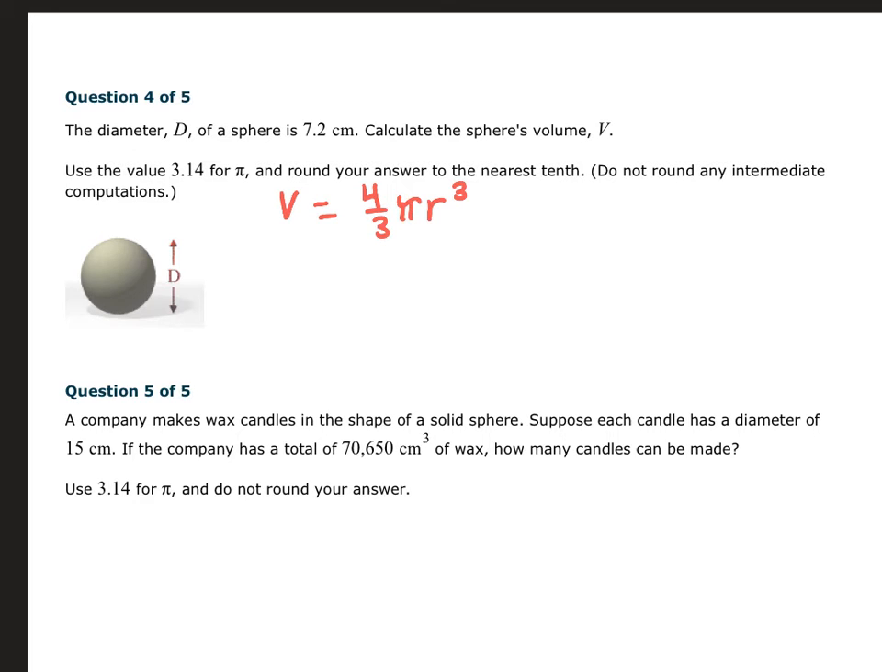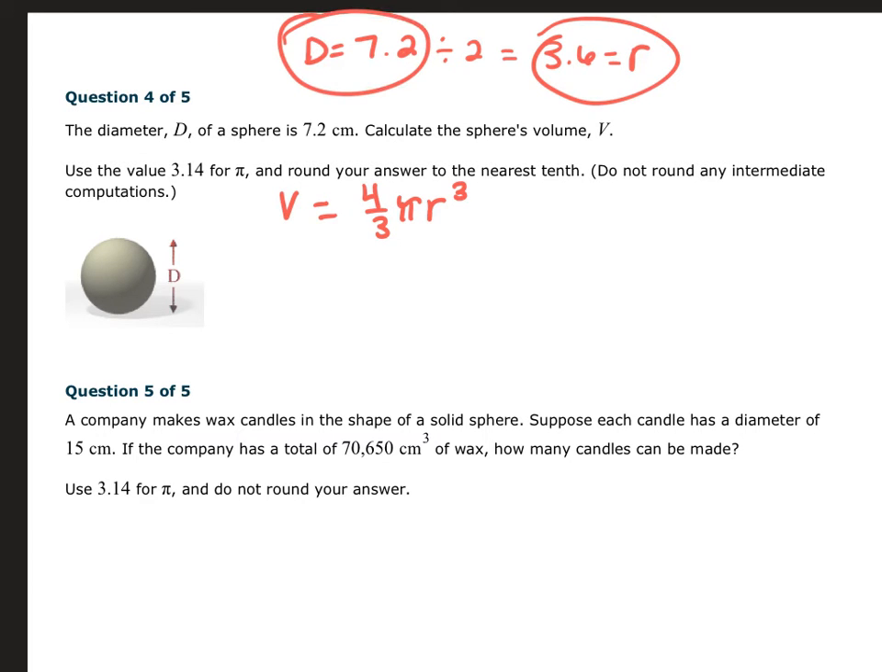Then for this problem, it looks like I need to know what my radius is. So if the diameter, it tells me, is 7.2, I'm going to divide that in half, and I'll get 3.6, which is our radius. So plug that in, and this will be 4/3 times 3.14 times 3.6 squared, or cubed, my bad. My apologies. Cubed. We'll type all of this into our calculator.